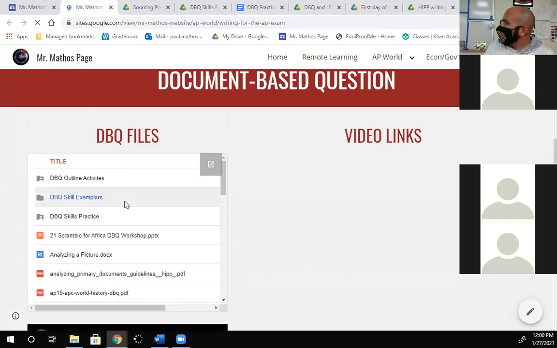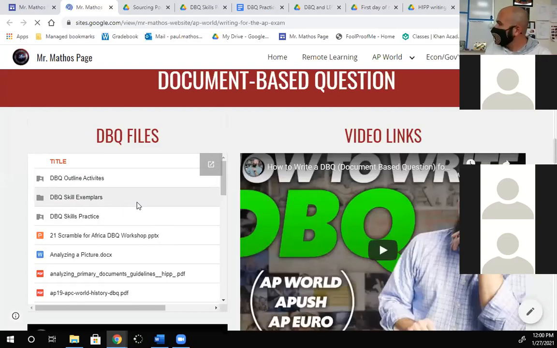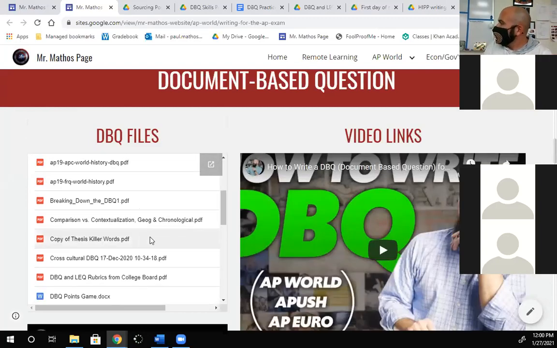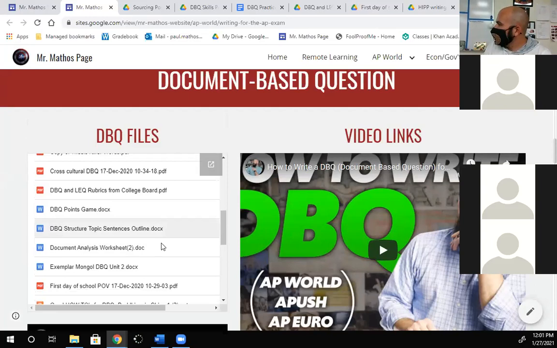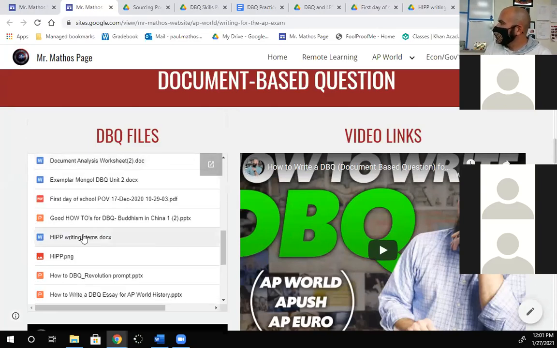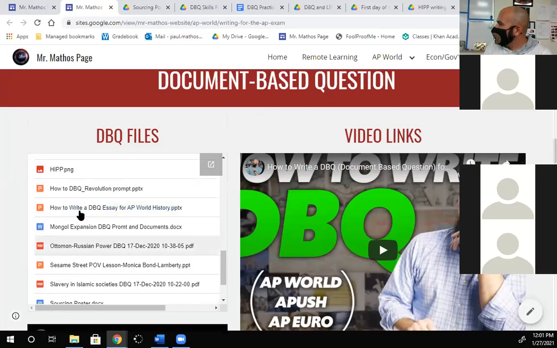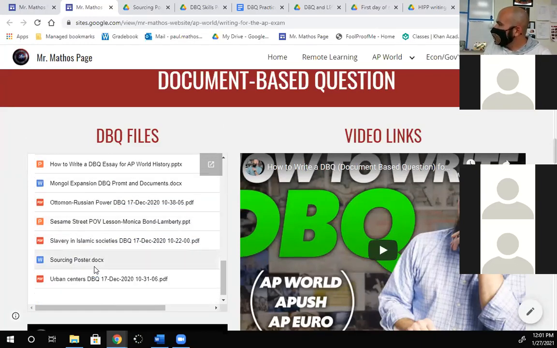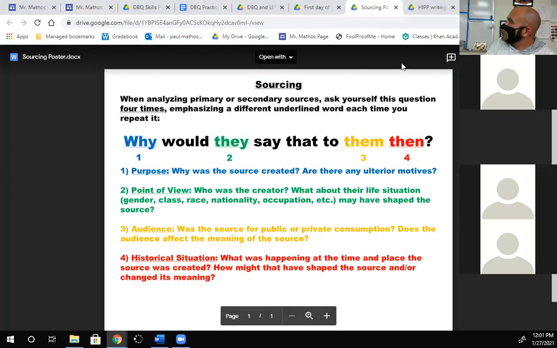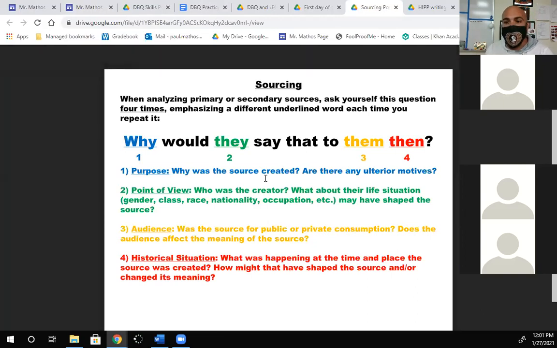So the DBQ files, where you've gotten all the stuff so far with DBQs, are going to be located here. You come down, there are files that are called things like, let's see, where is it? Like HIPP, writing stem, HIPP right over here. Anything with sourcing or analysis. What it does is it shows you things like this. And this is how you are going to source or analyze these documents. Same thing. Source and analyze, same thing.